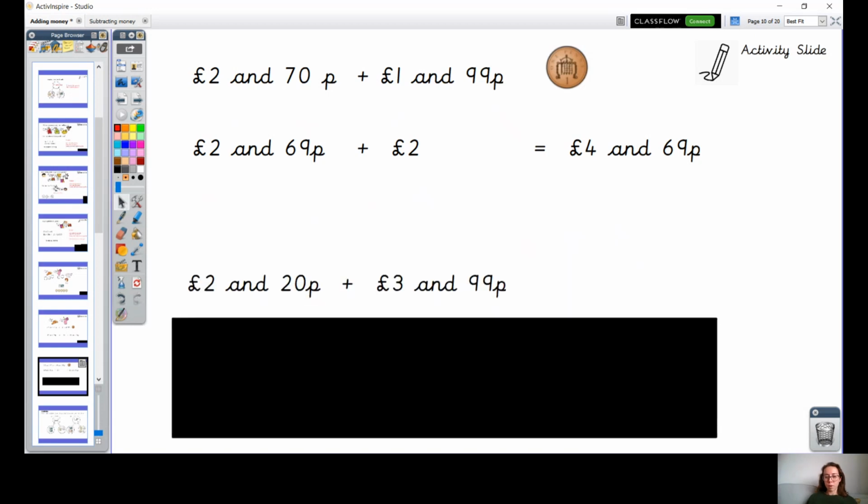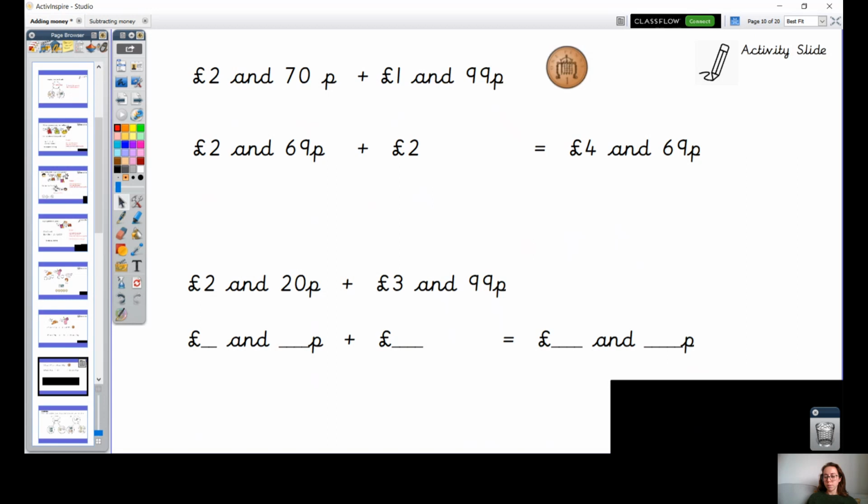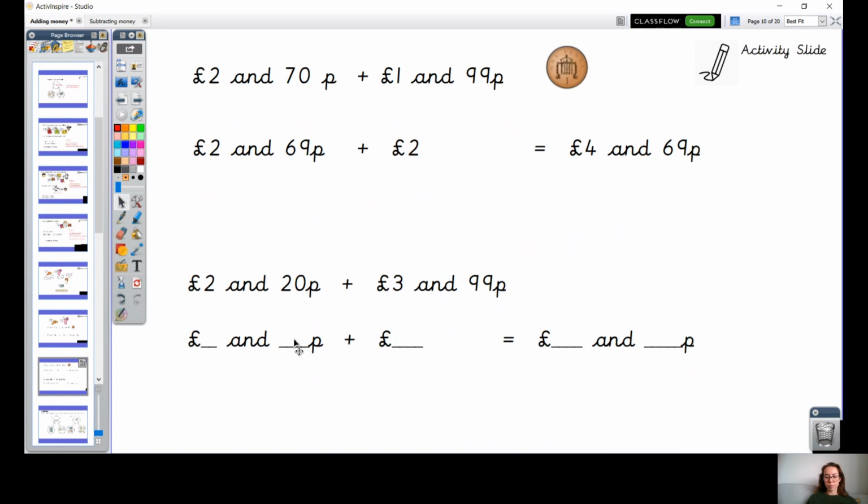So I'd like you to have a go at this one. At the moment, the cost is £2.20 for the first item and £3.99 for the second item. I'd like to see if you can write this part into your book, okay? What is the cost going to be here, having transferred over that penny, because we've got 99p here? So pause the video, see if you can fill out what's going to go in those spaces. Use my example at the top of the screen to help you. Pause the video now.